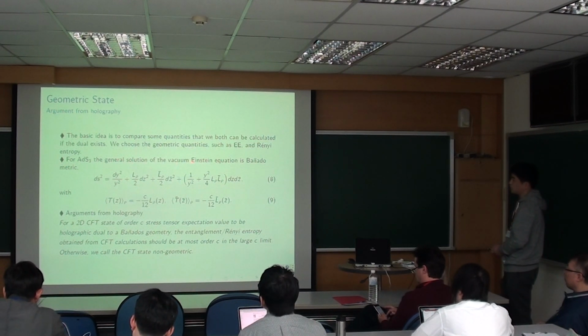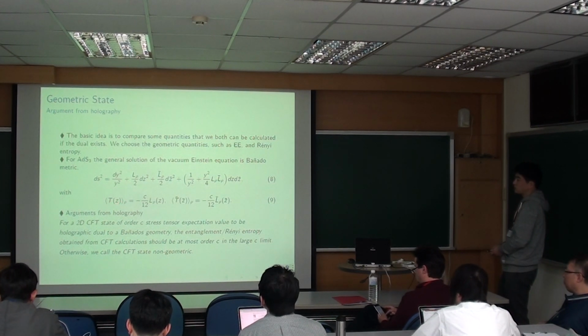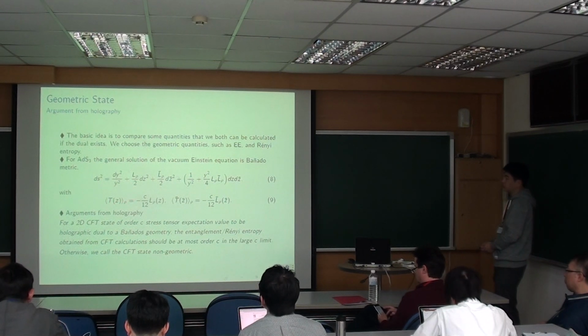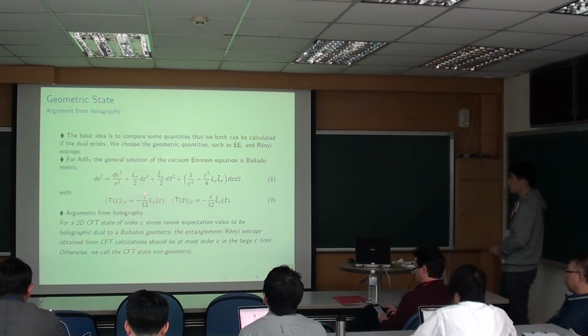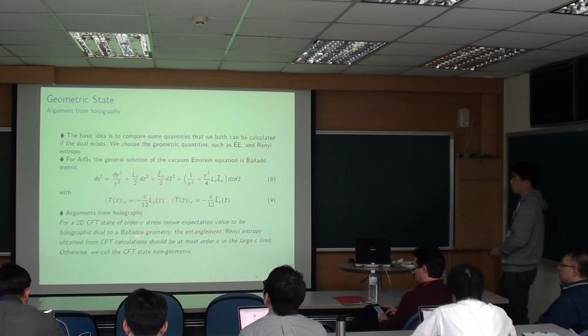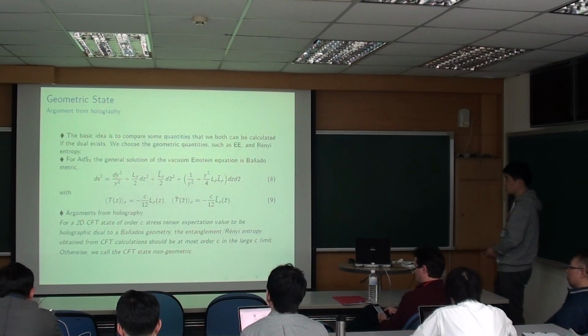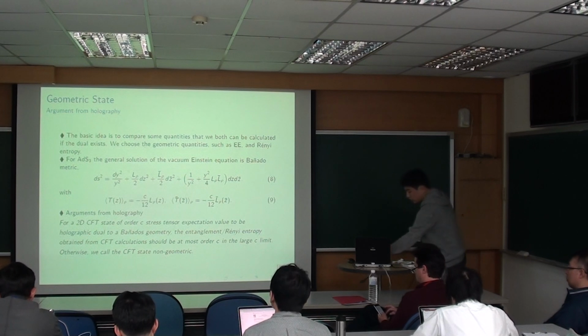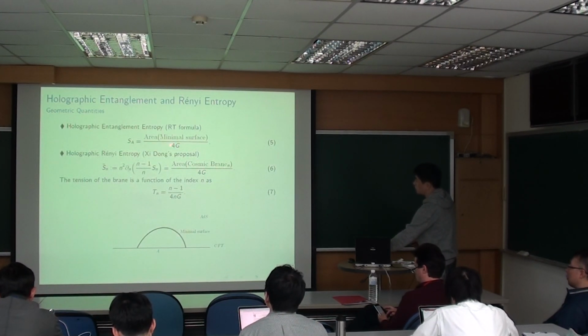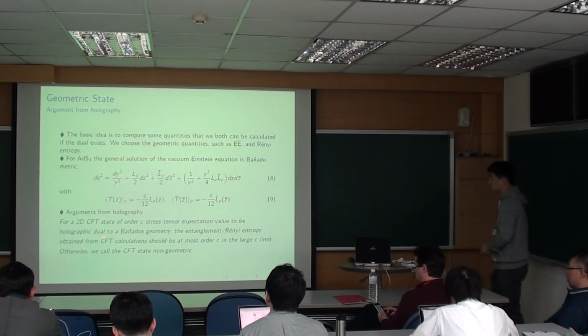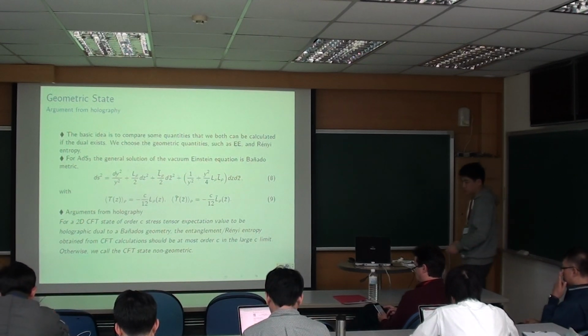For AdS3, this is very simple for the vacuum Einstein equation. It is just the Bañados metric, like this one. This L is determined by this equation. This is the expectation value of the stress energy tensor for some state rho in the CFT. So we can see that if the state in the CFT has a stress tensor expectation value of order c, then L is order 1 in c, and the metric is independent of c in the large c limit. So when you calculate the entanglement entropy or Rényi entropy, this is all order c. So you will get that the entanglement entropy and the Rényi entropy must be order c. This is just a simple argument.